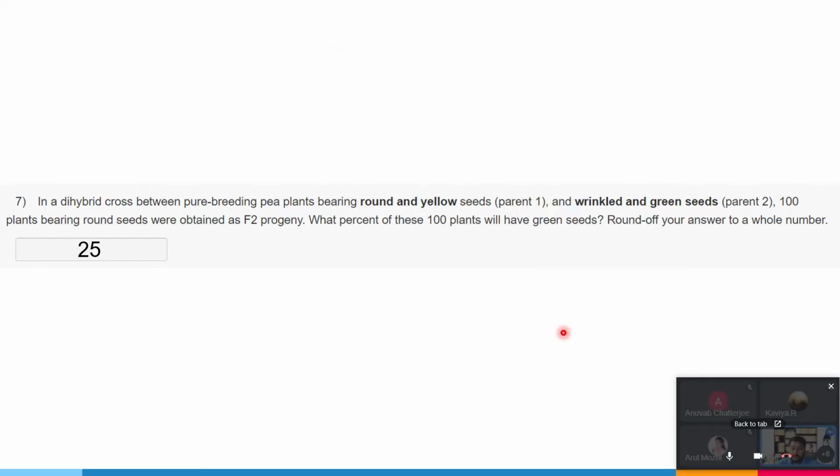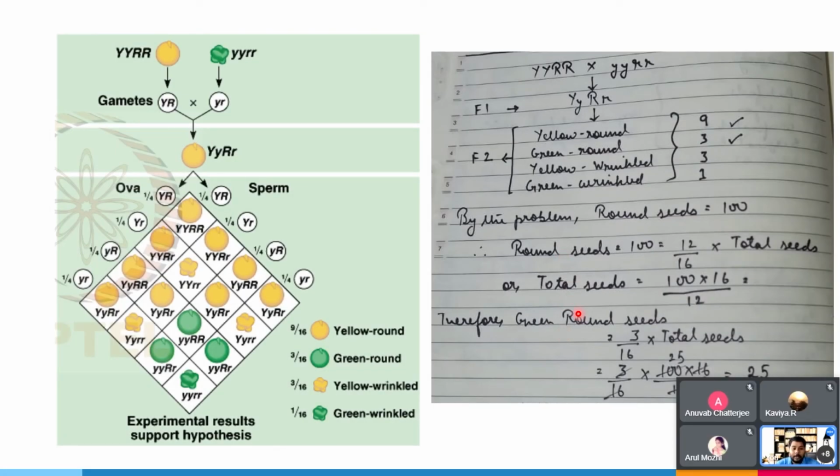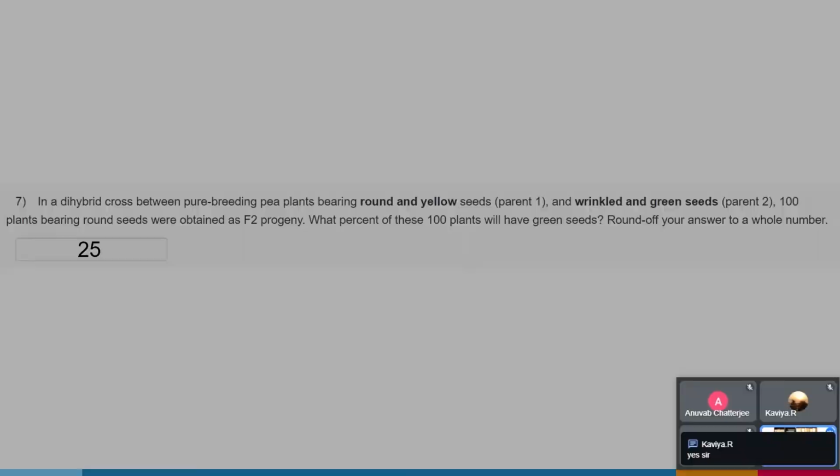Obviously this might go over your head because I went too fast. Is this okay, that we have just used fractions? You can also do it with old school algebra: let the total number of seeds be x, so the classes will be 9x, 3x, 3x and x. We add all of them, 9 plus 3, 12x equal to 100, and then calculate. Is this okay? Does anyone have any question? Kavya says it is okay. I assume everyone else is also fine with how we did it.